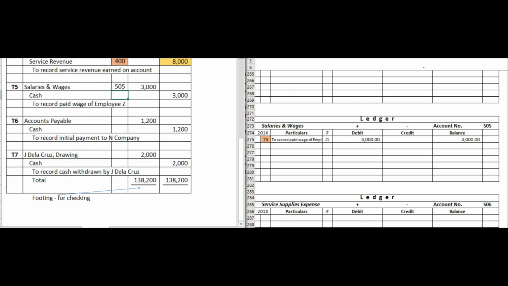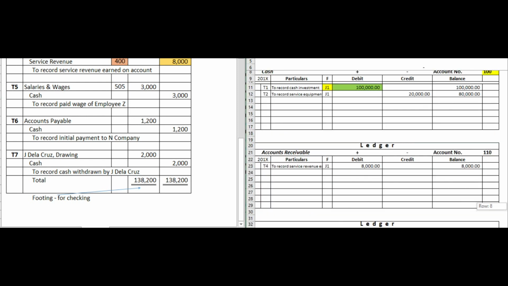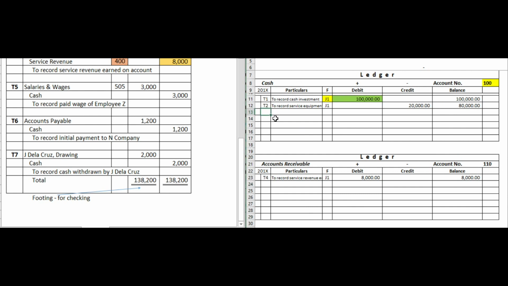Then, cash. Magbabayad na naman tayo ng cash. Transaction 5. Explanation, J1 and 3,000. Balance, 77,000. 80,000 minus 3,000, 77,000. Okay, reference, 100. Transaction 6.